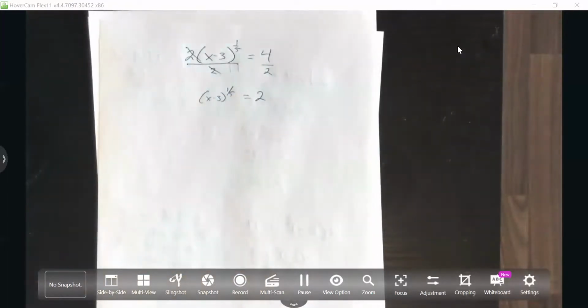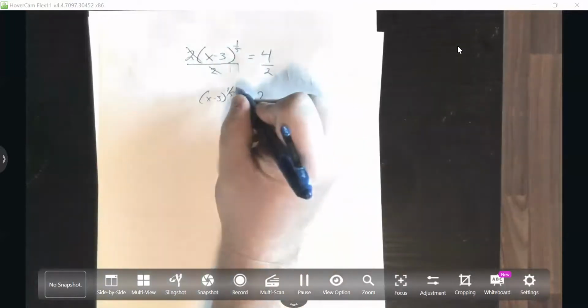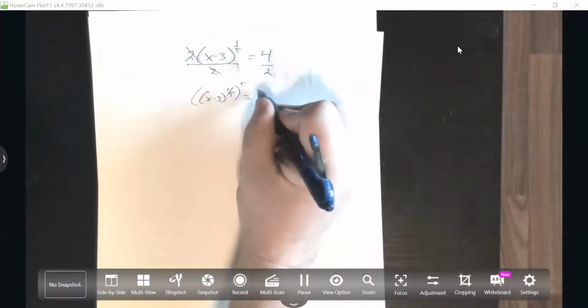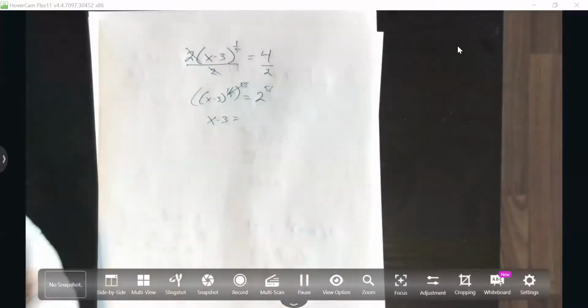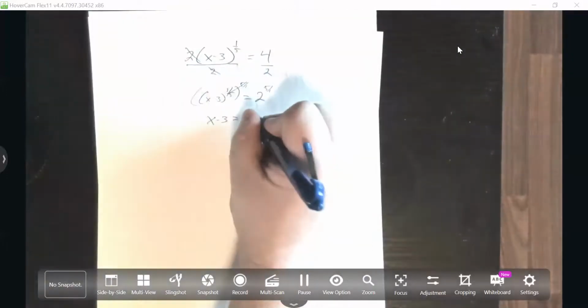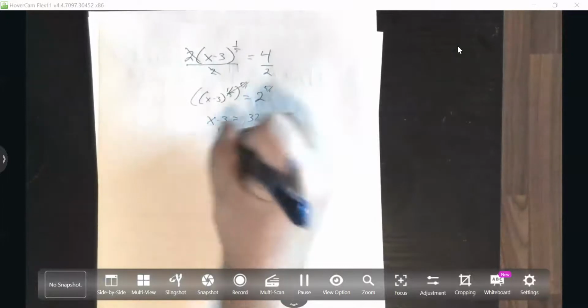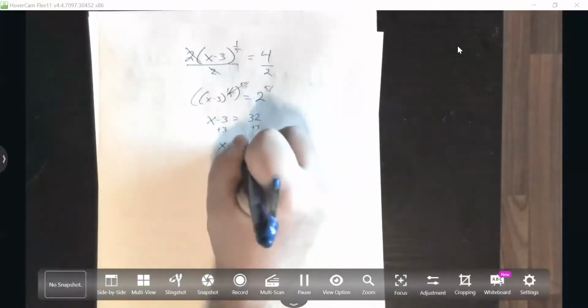All right, now that we have that, we're going to raise both sides to the reciprocal. We have a 1/5, so the reciprocal power would be a 5. So I'm going to raise each side to the 5th power. 5 and 1/5 cancel. We have x minus 3 equals 2 to the 5th power, which is 2, 4, 8, 16, 32. And then I can add my 3. So we'd get x equals 35.